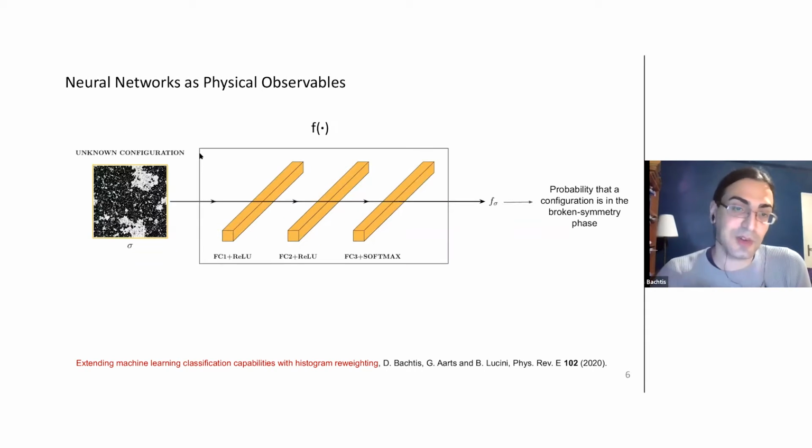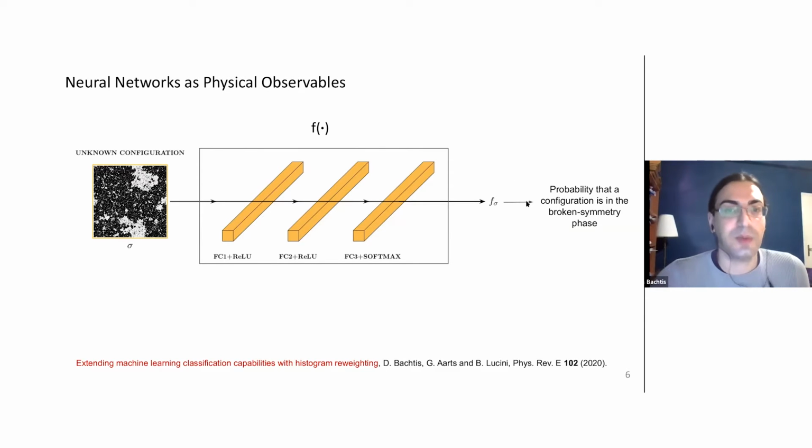After the neural network is trained, we can actually use it to predict the phase of an unknown configuration. So this is a configuration that the neural network has never seen before. We give it as input, it gets processed through these transformations, and at the output, we have a result. We interpret this result as the probability that this configuration belongs in the broken symmetry phase.